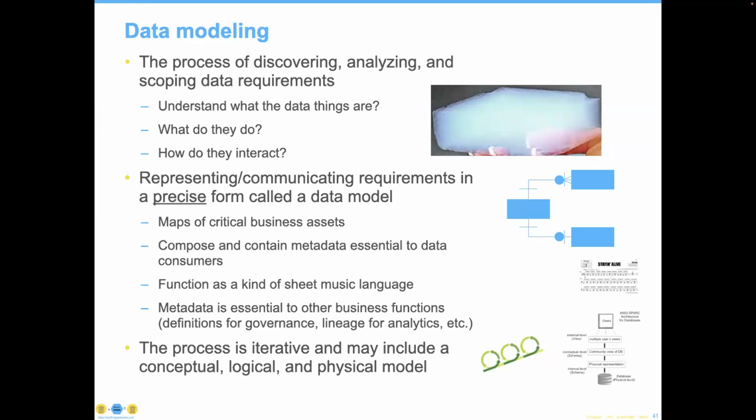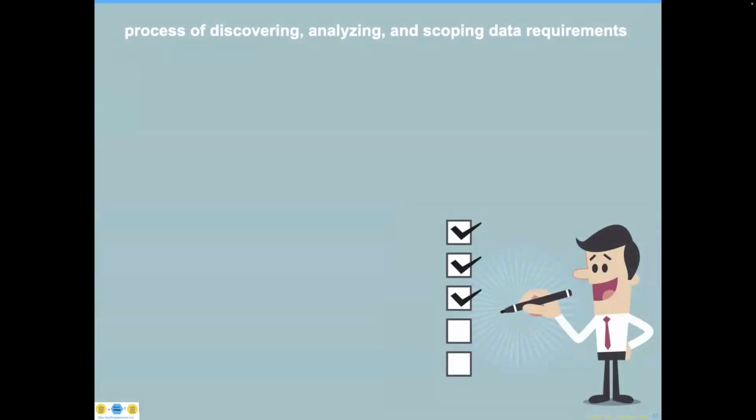Data modeling is the process of discovering, analyzing, and scoping requirements. We'll talk about the specifics. It represents a communication requirement in a precise form, and the process is iterative and may include conceptual, logical, or physical models. So here we go with the process of discovering, analyzing, and scoping data requirements. For organizations, there are people, places, and things. Those are the main categories of nouns that we'd like to understand in our analysis process.